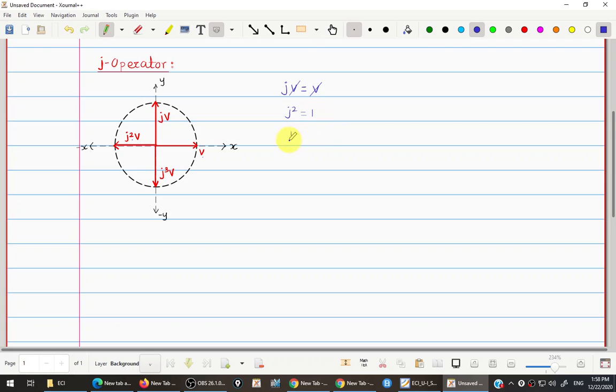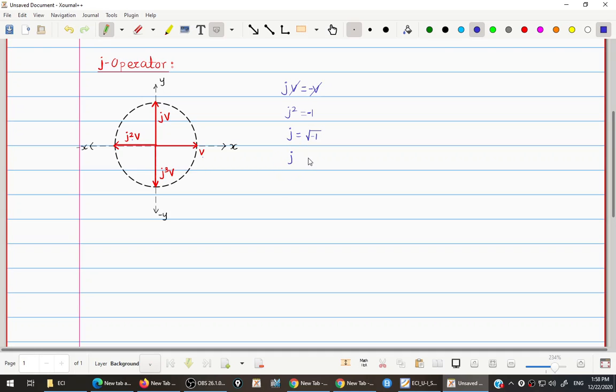Okay, so therefore j is equal to what? j is equal to square root of 1. Okay, but before that, though their magnitudes are similar, their directions are opposite. So jv is nothing but equal to what? Minus v, because their directions are opposite. So what we are getting over here, j square is equal to minus 1. So j is equal to what? Square root of minus 1.